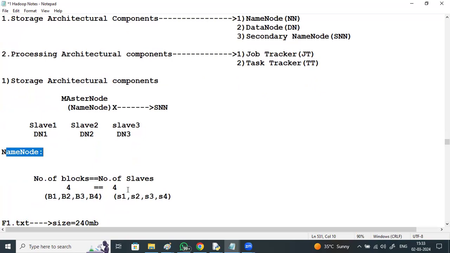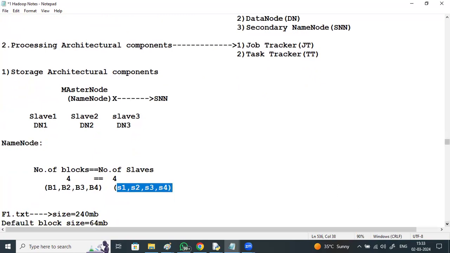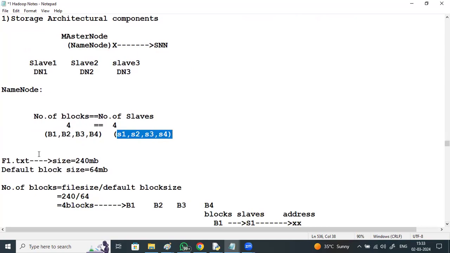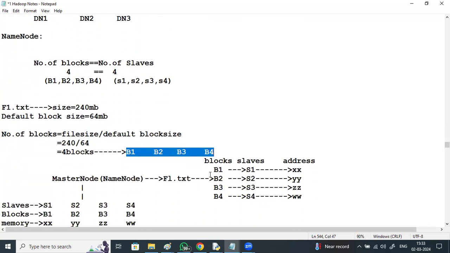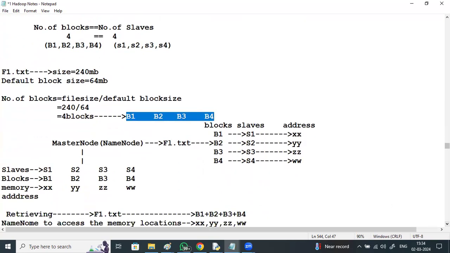4 blocks, 4 systems. Think of f1.txt with size 240 MB and default block size 64 MB. Into how many blocks is f1 divided? 240 by 64, so 4 blocks: B1, B2, B3, B4. B1 is stored in S1, B2 is stored in S2, B3 in S3, B4 in S4.